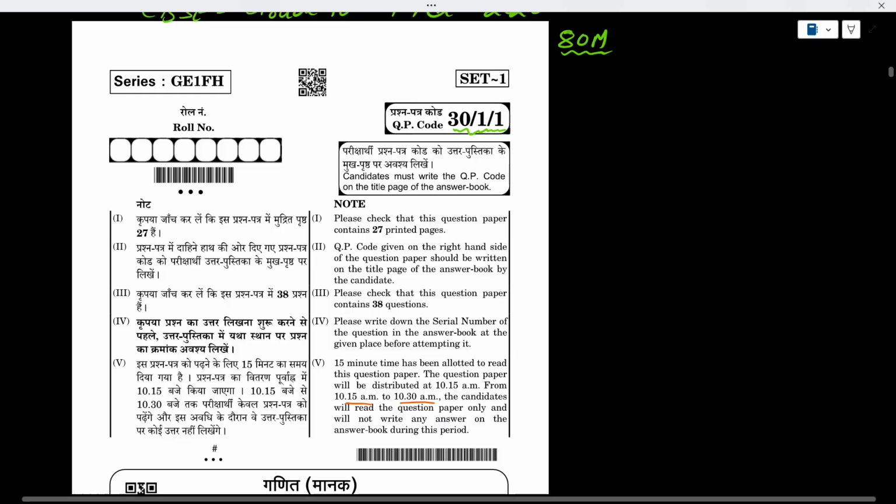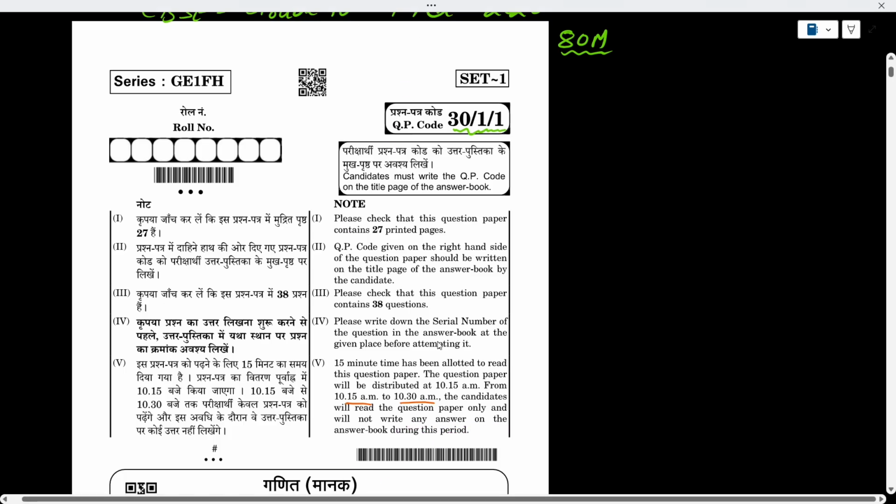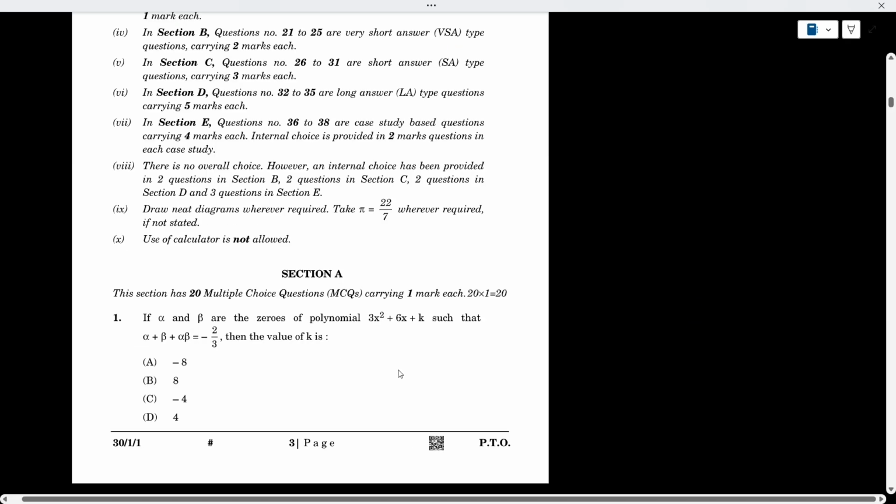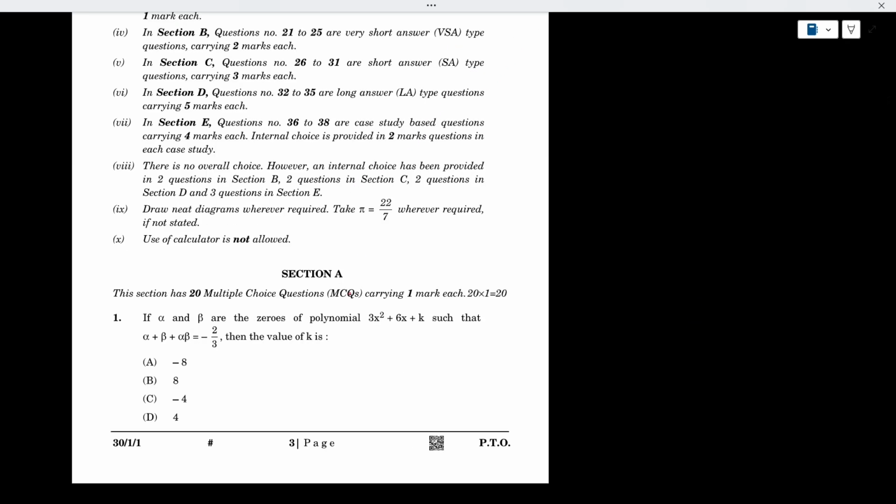Now after this, your reading time is 10:15 to 10:30. So please go through it and see which questions you want to attempt, especially in the internal choice. But you are not allowed to write anything in the question paper, right? It is only to read the question paper, and you will not write any answer in the answer book. So first go through all the instructions carefully. Remember, you always need to use pi as 22 by 7, unless in the question it is mentioned that pi is equal to 3.14. Let us start with our first MCQ question here.